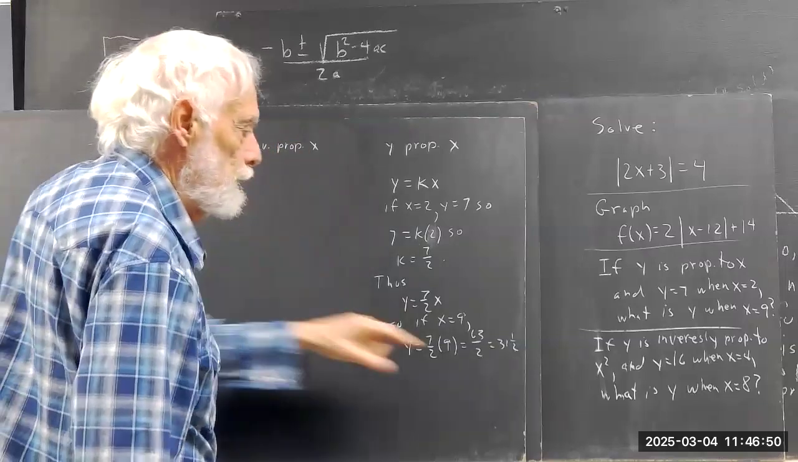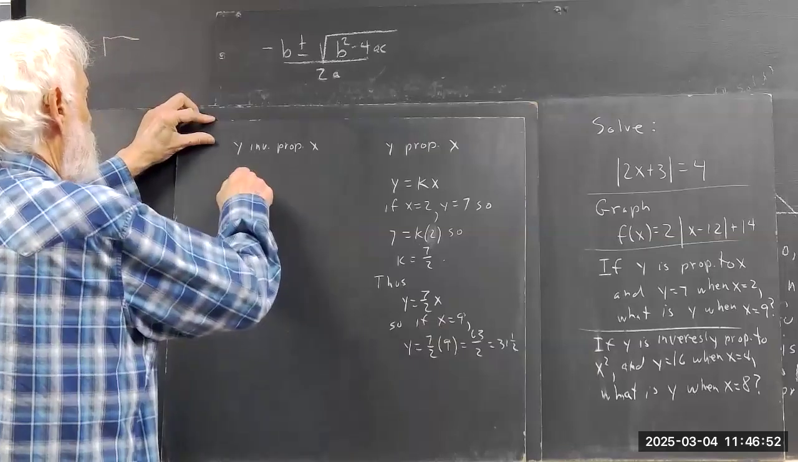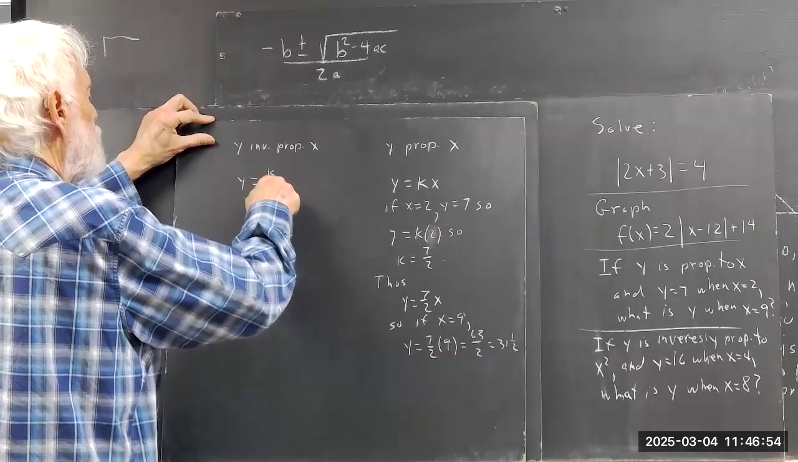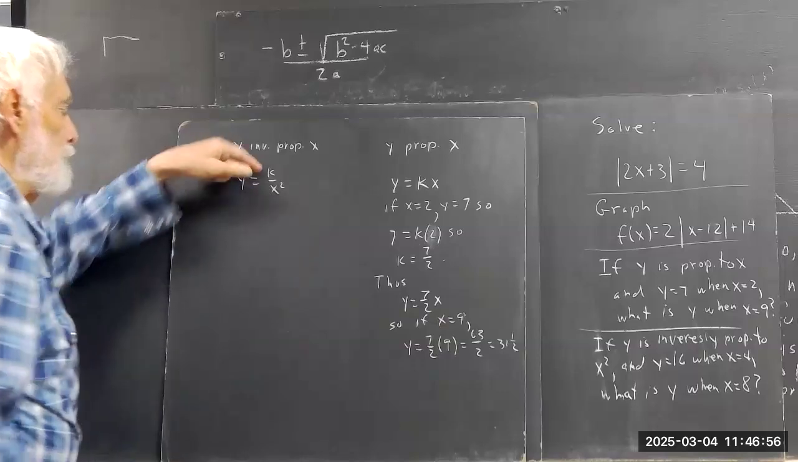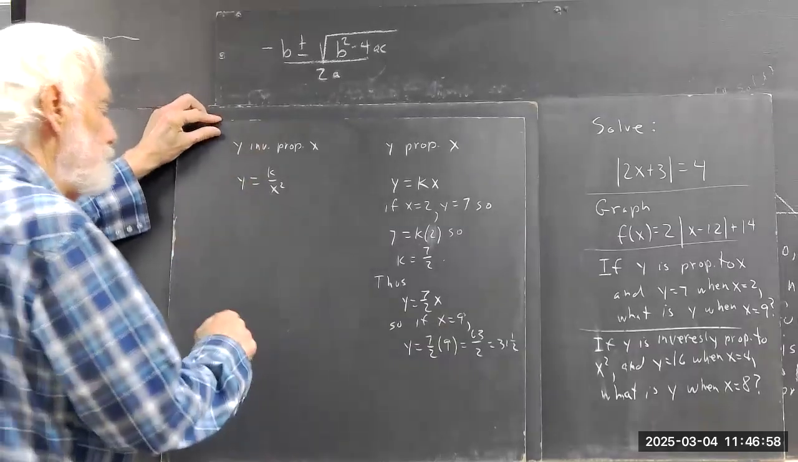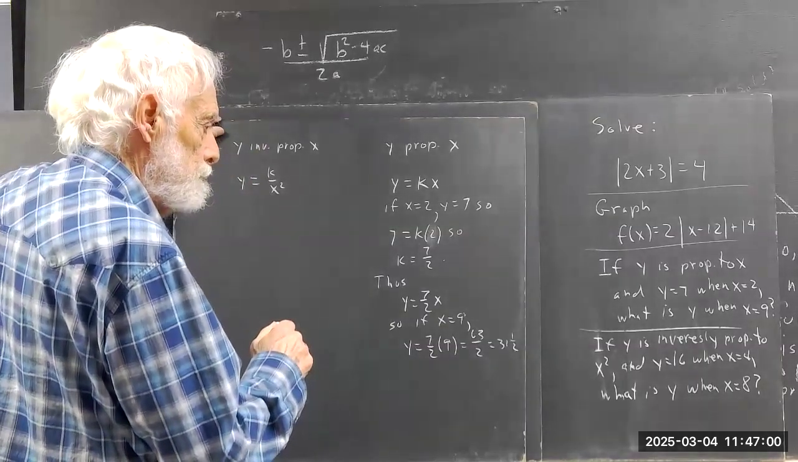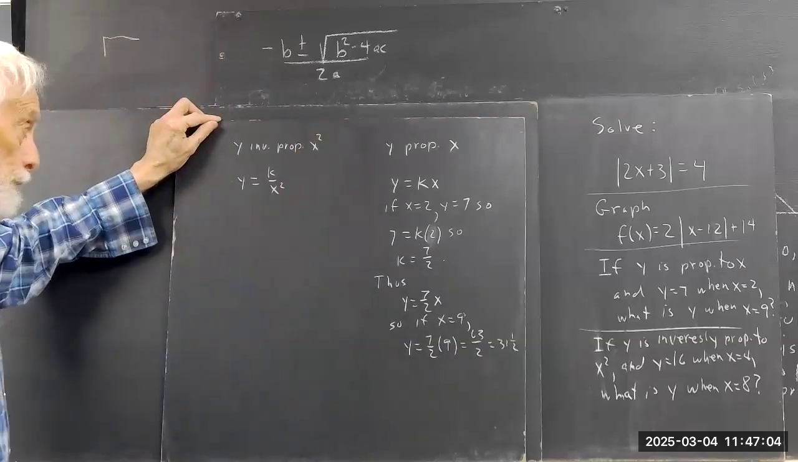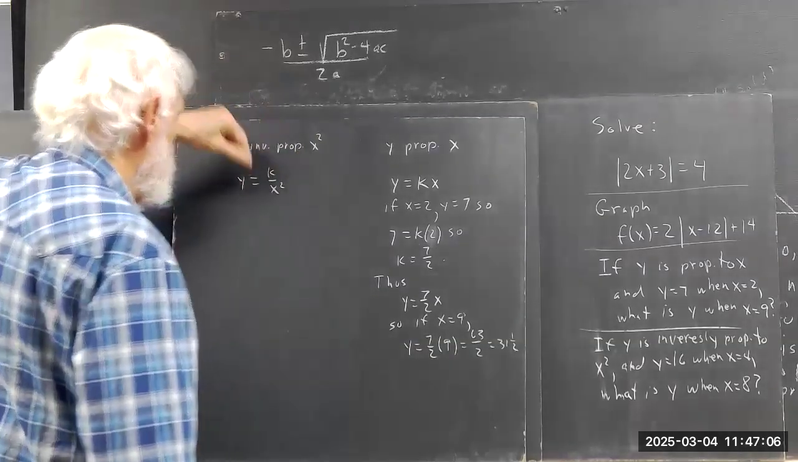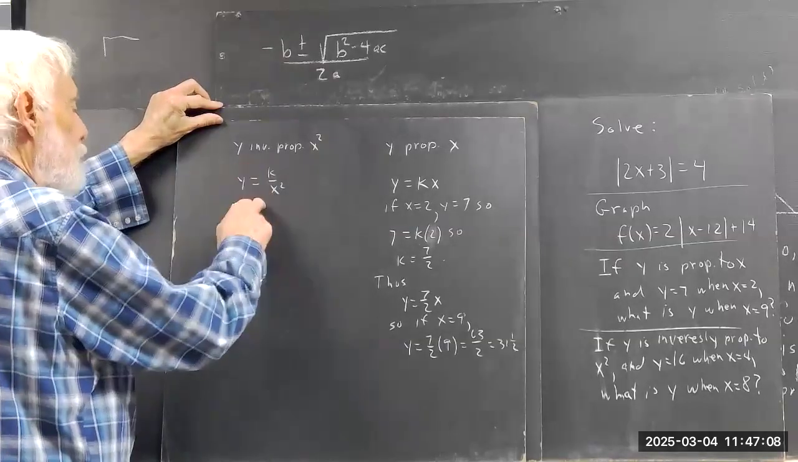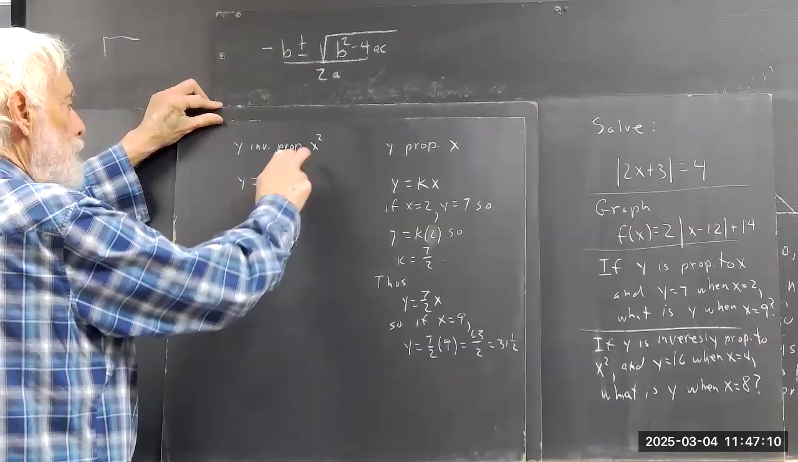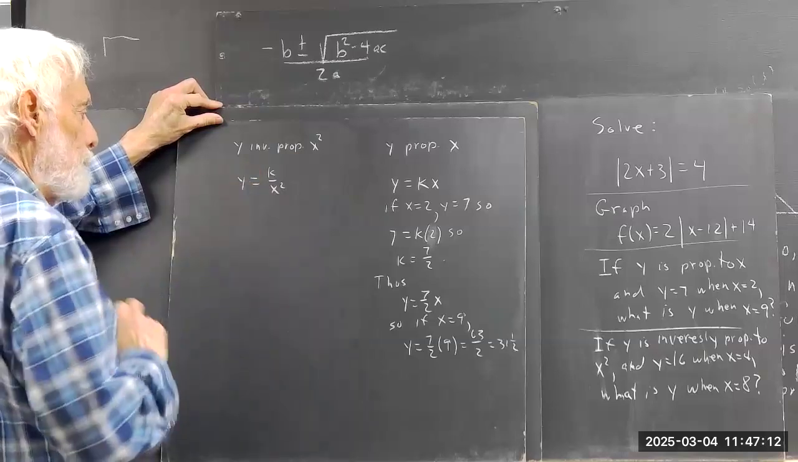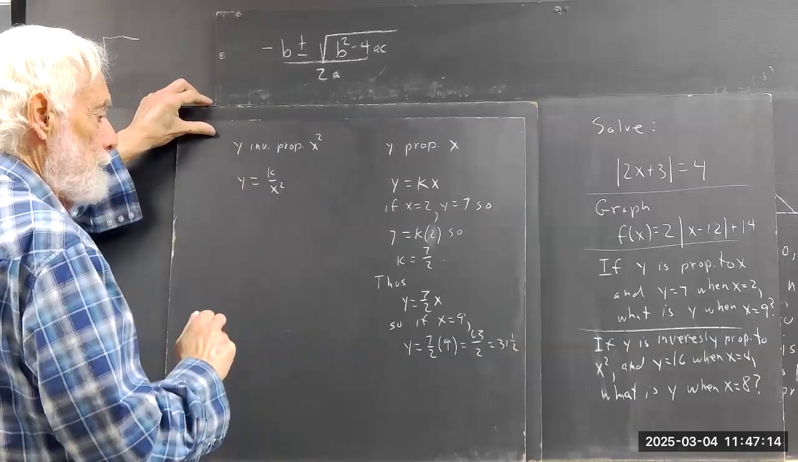y inversely proportional to x squared. Immediately you stop and you write y equals k over x squared. The inverse means in the denominator. Okay, so you write this. Inversely proportional means things in the denominator. The x squared is what it's inversely proportional to, and there it is.